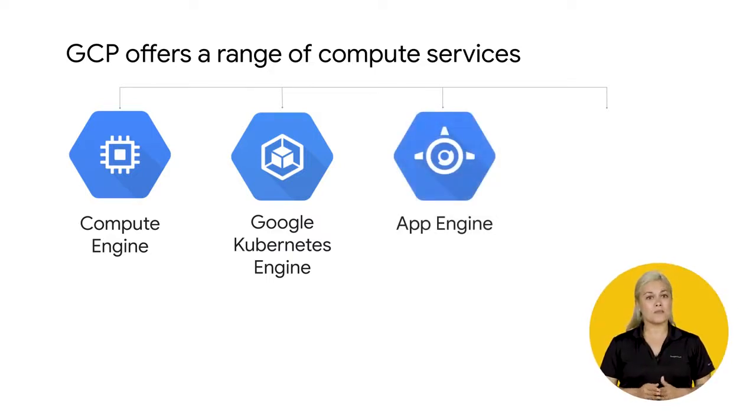App Engine is GCP's fully managed platform as a service framework. That means it's a way to run code in the cloud without having to worry about infrastructure. You just focus on your code and let Google deal with all the provisioning and resource management. You can learn a lot more about App Engine in the Developing Applications with Google Cloud Platform course series.